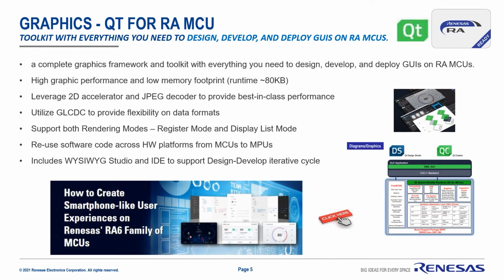Graphics, Qt for RA MCU. As explained, Qt is available for our RA MCU product line. A complete graphic framework and toolkit is available. The key feature is the hardware capability. Thanks to our hardware capability and to their solutions, we provide best-in-class graphic performance, a very small RAM footprint of the graphic engine, and support of dynamic and scalable fonts with a RAM footprint as low as 20 KB.